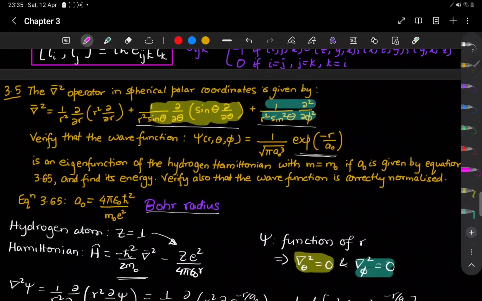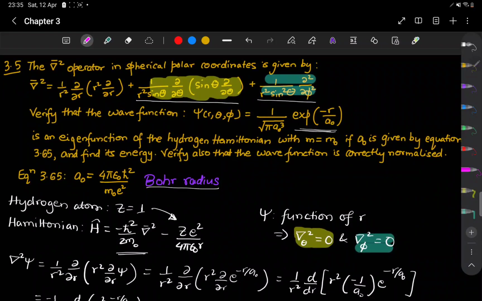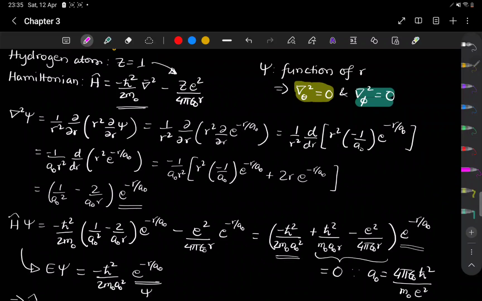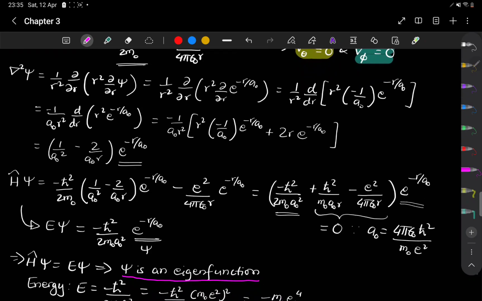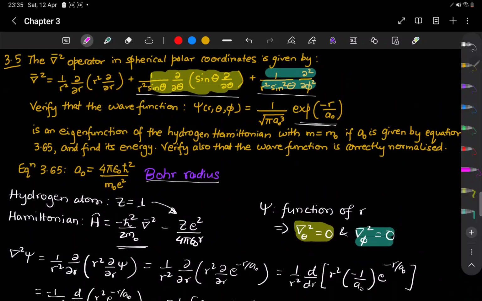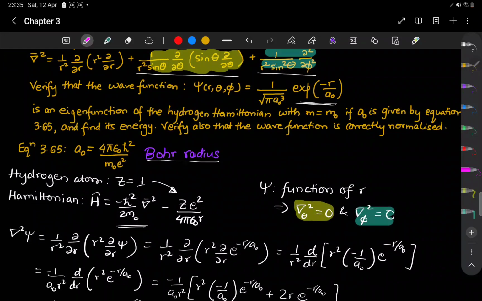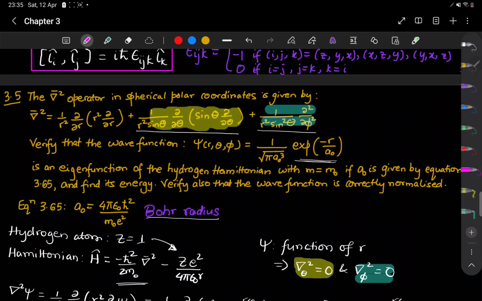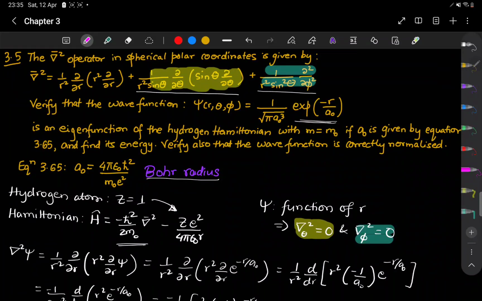So we have completed the question. In this question we were given the wave function for the hydrogen atom, and we had to see that it was indeed the correct wave function by evaluating this eigenvalue equation, which is the Schrodinger equation, H psi equals E psi. Then we found out the energy, and we actually verified that this wave function is indeed normalized. So that was the problem. In the process, we saw the expression for the Bohr radius as well.